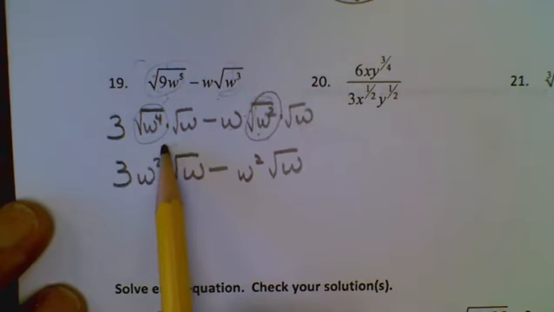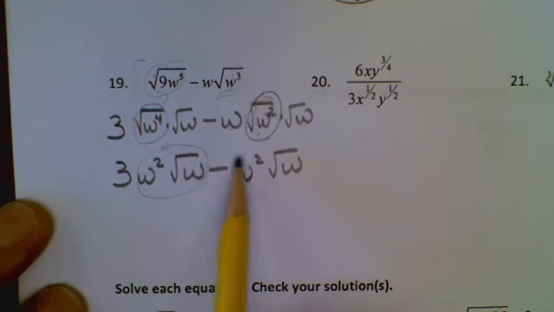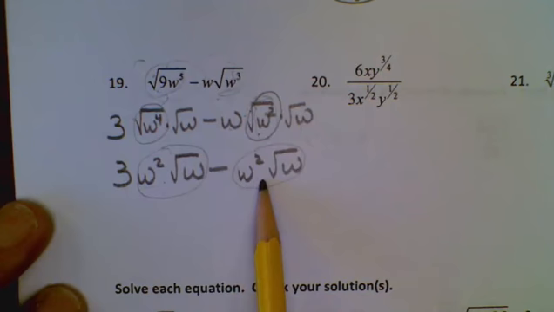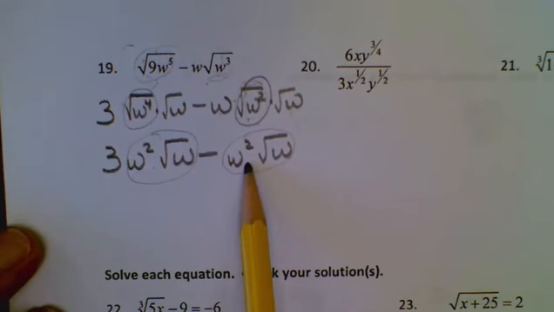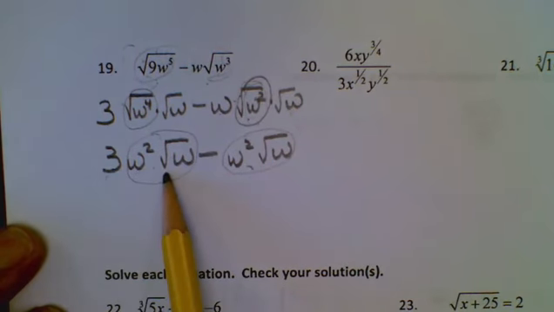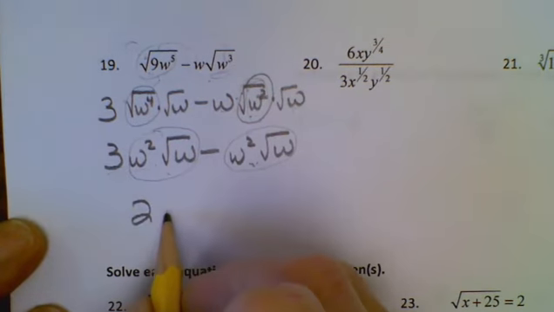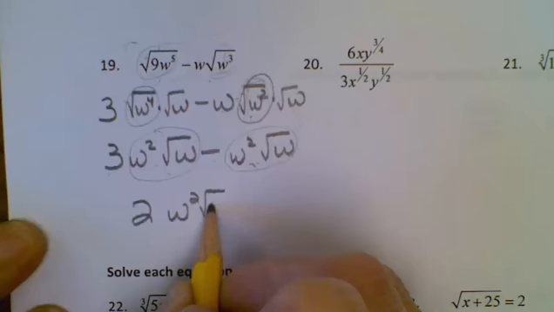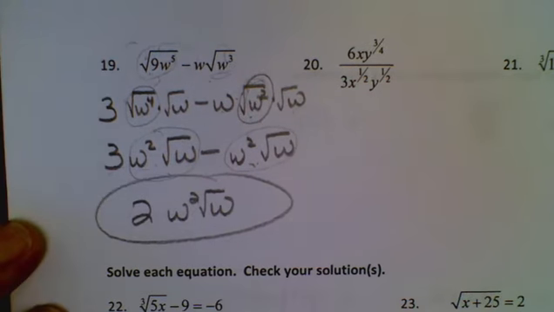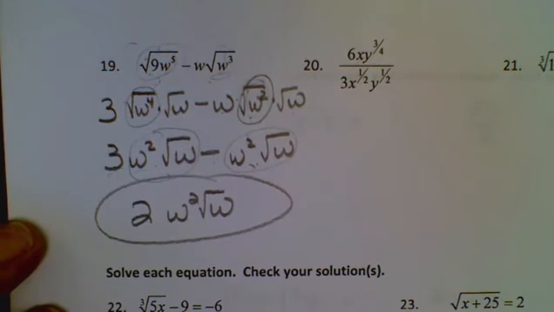Alright, if I'm going to be able to add these together, remember, these have to be like terms, so it might help to even circle it. This has to be exactly the same as that, and they are. So if I have 3 of those terms minus 1 of those terms, I have 2 of those terms when I'm adding them together, or subtracting them in this case.